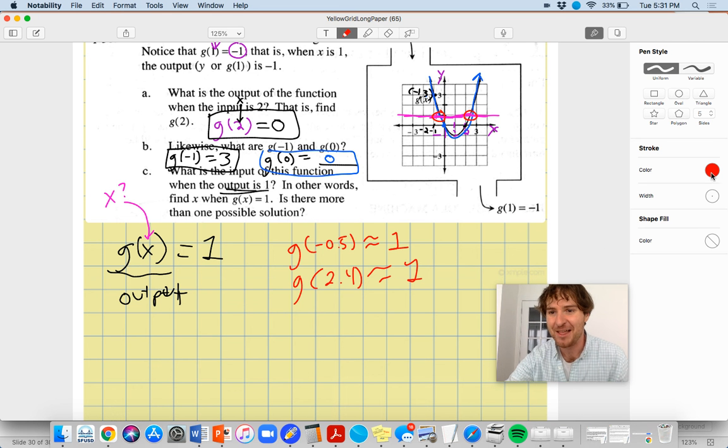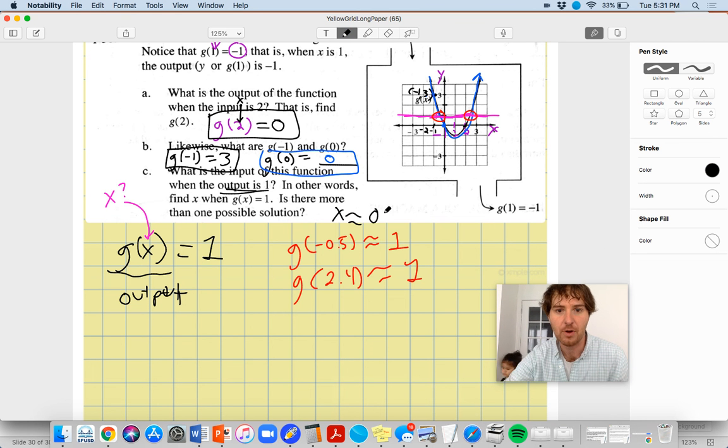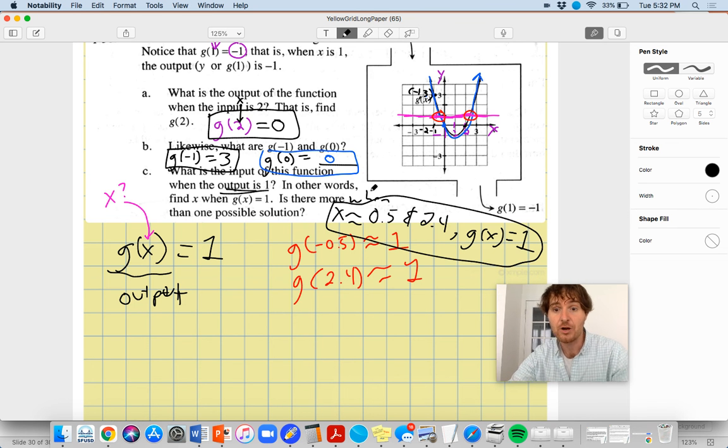What are my answers here? Well, when x is about -0.5 and about 2.4, g of x, or the y value, equals 1. And that's our answer. And Mira is ready to write.